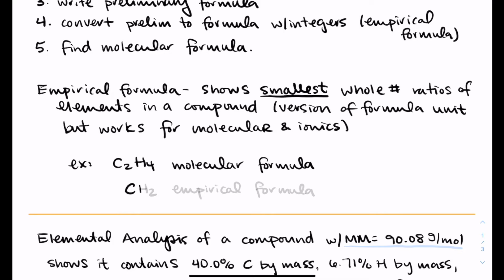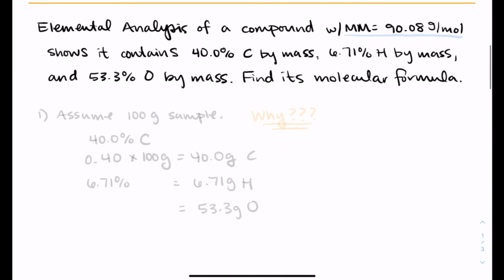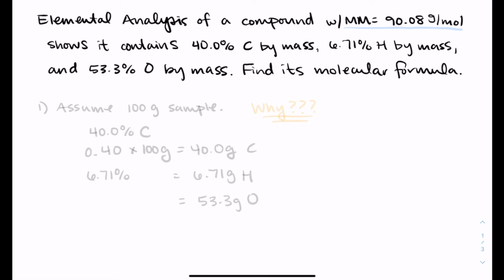All right, we're going to use our strategy, and we are going to look at the elemental analysis of a compound that has a molar mass of 90.08 grams per mole. And it shows that it contains 40% carbon by mass, 6.71% hydrogen by mass, and 53.3% oxygen by mass. We are asked to find its molecular formula.